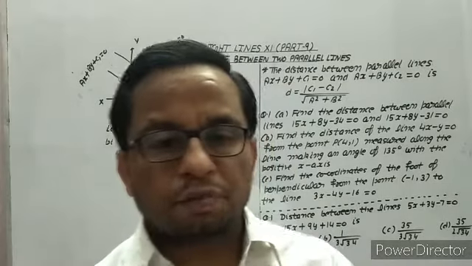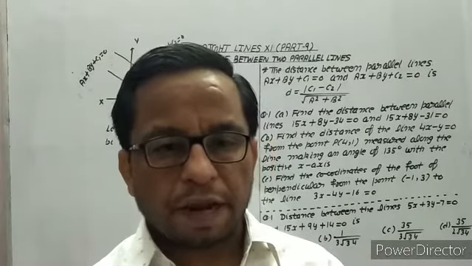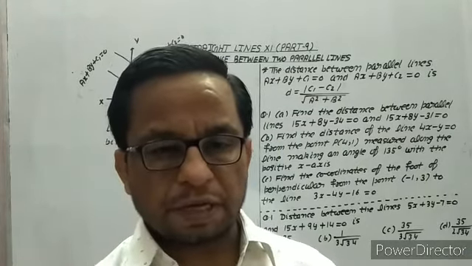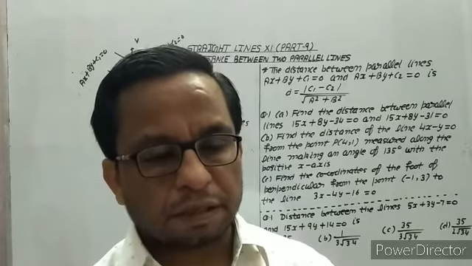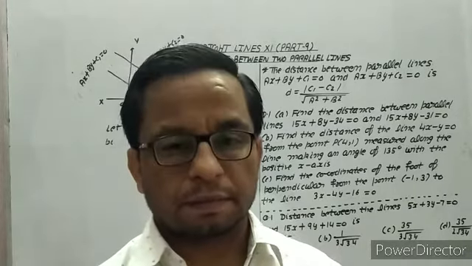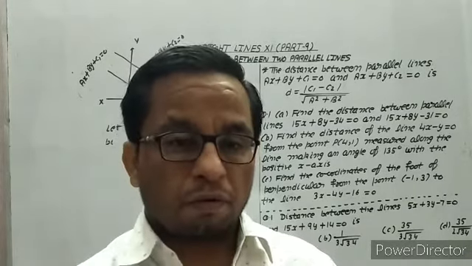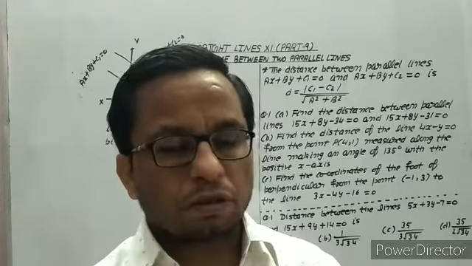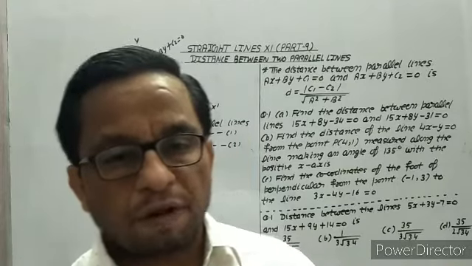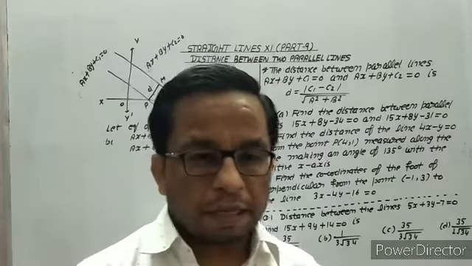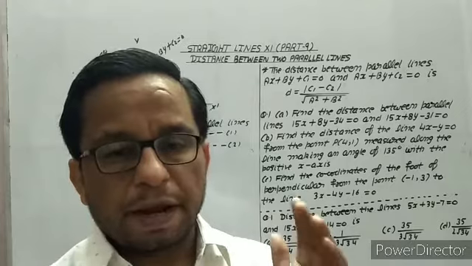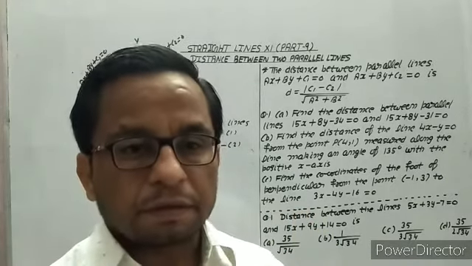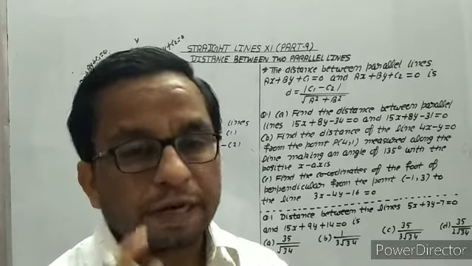Hello everyone, in this part 9 of straight lines, we will understand the concept of distance between two parallel lines. Whenever we say distance between two parallel lines, this distance will always be the perpendicular distance. Another point, for two parallel lines, we know very well that the slopes must be equal. So whenever we are taking parallel lines, the coefficient of x and the coefficient of y must be equal. Only the constant terms are different.